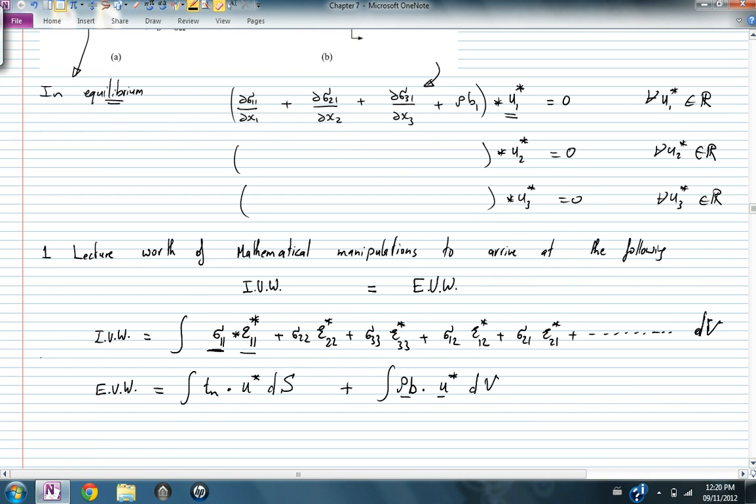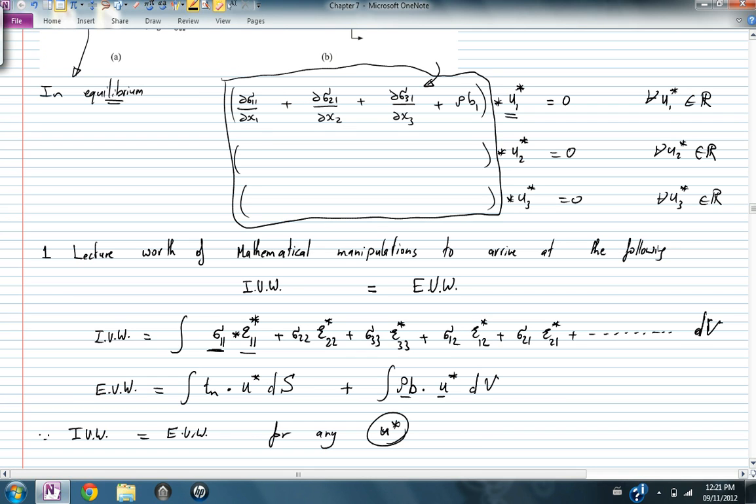So, since internal virtual work is equal to external virtual work for any U star, any displacement field I put, this is equivalent to saying sum of forces equals 0, because the starting point was that the sum of forces or the equilibrium equations are equal to 0.